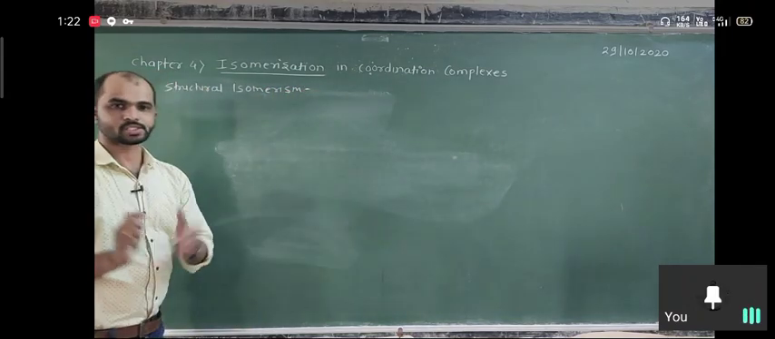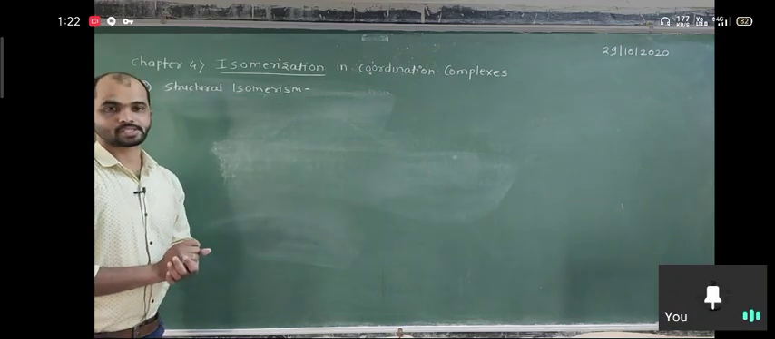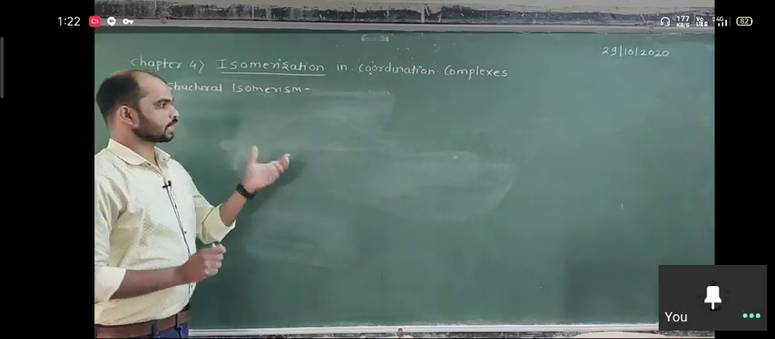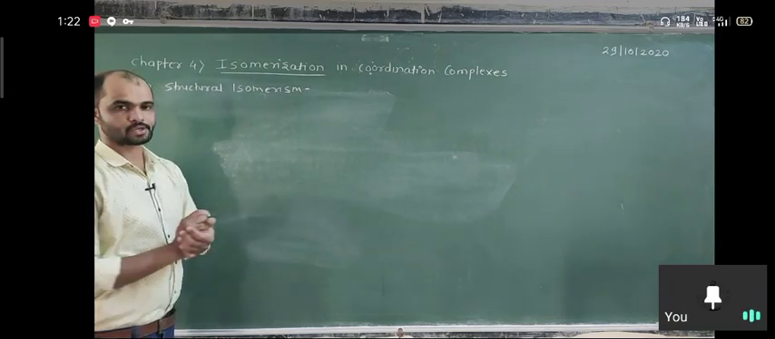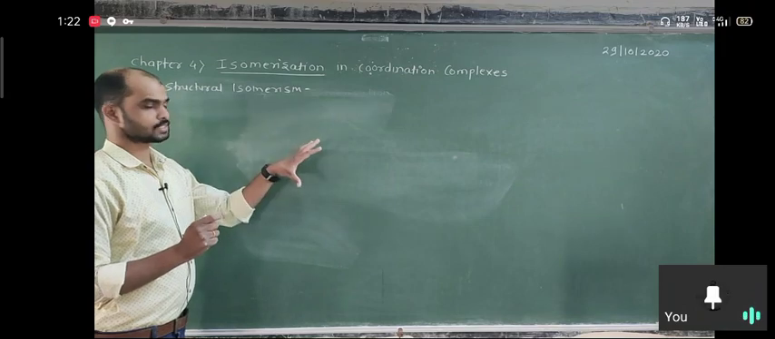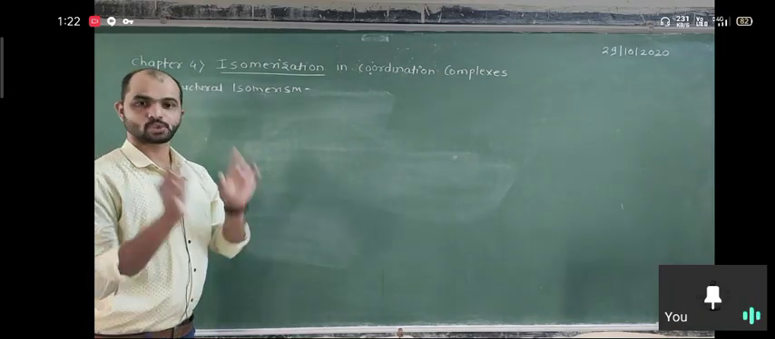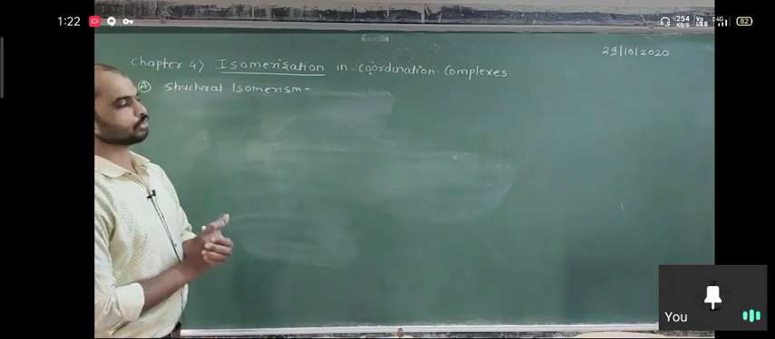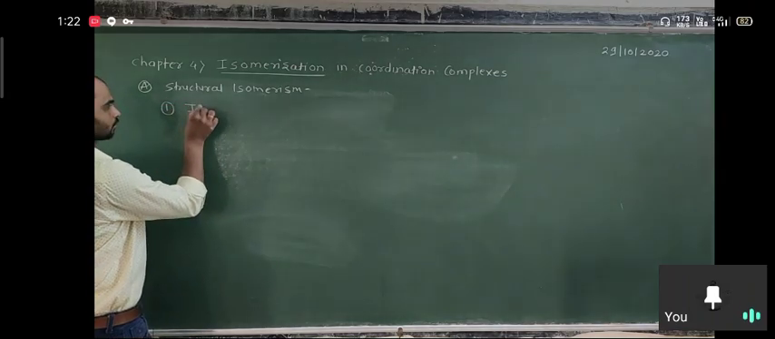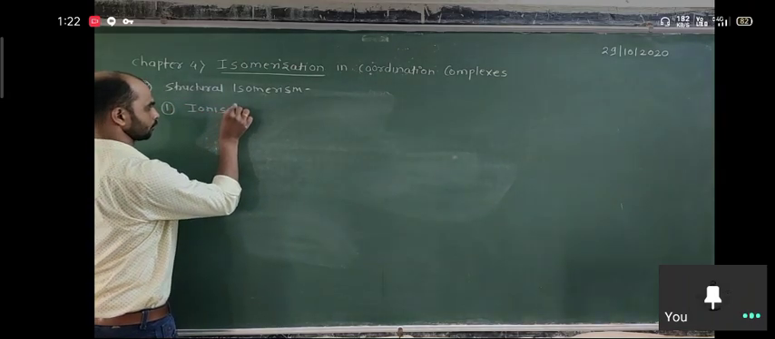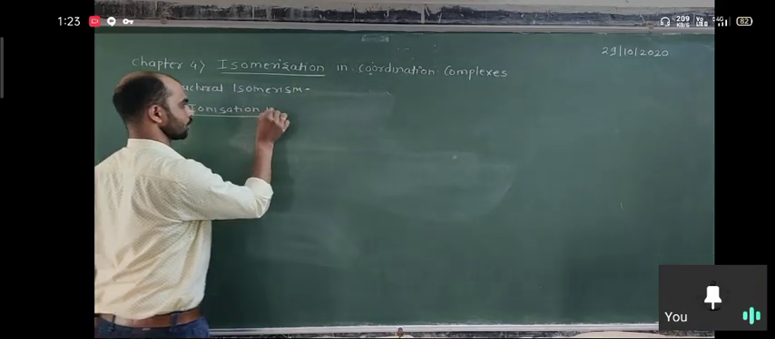Structural isomerism means there is a difference between two compounds which have the same molecular formula. They differ in the arrangement of ligands, inside the complex or outside of the complex, in a different manner, and that differentiates the two complexes from each other. We are going to discuss them one by one. First is ionization isomerism.